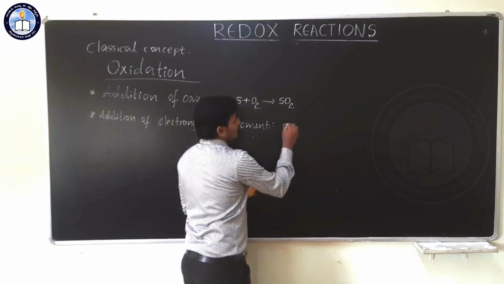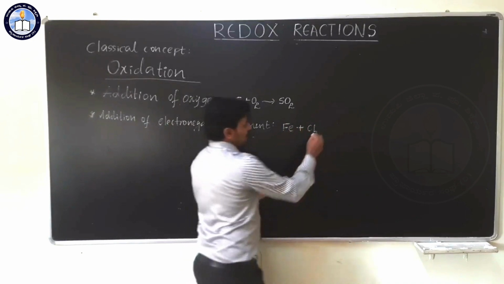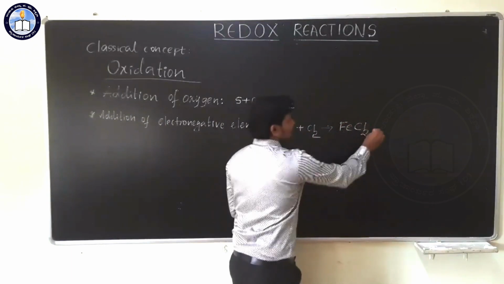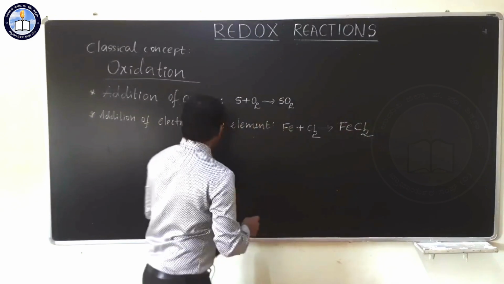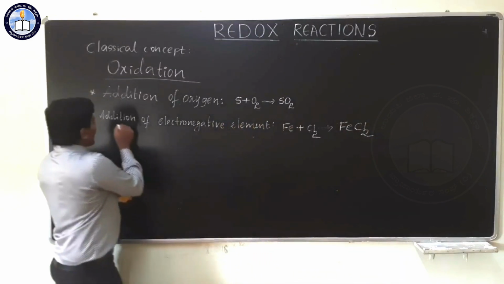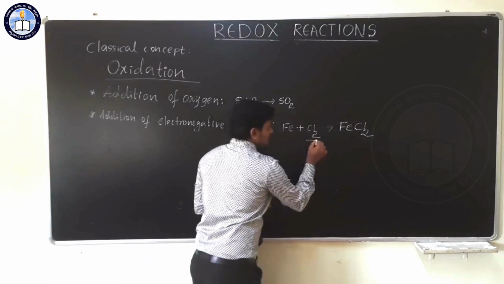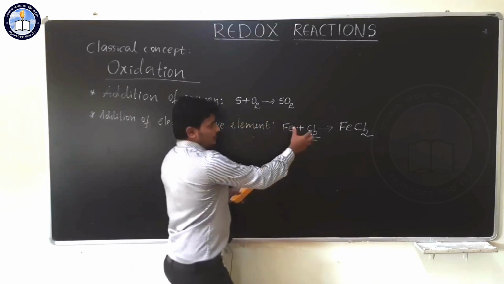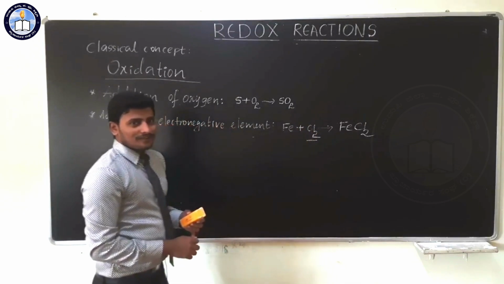If I give Fe plus Cl2, what are we getting? We are getting FeCl2, that's all. Now how is it an oxidation process? Addition of electronegative element. Now Cl is also there, which is also known as an electronegative element. So addition of this electronegative element is known as oxidation.